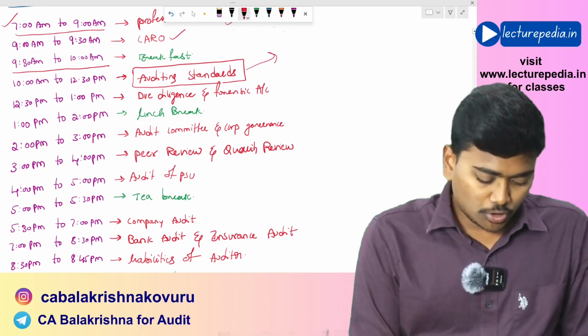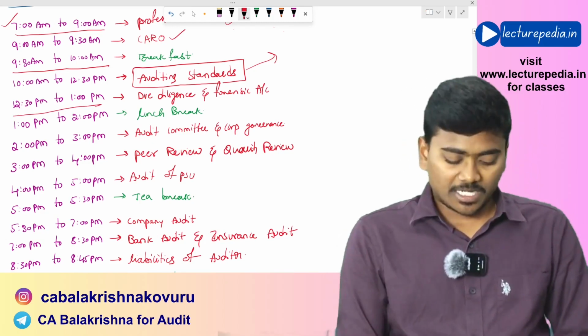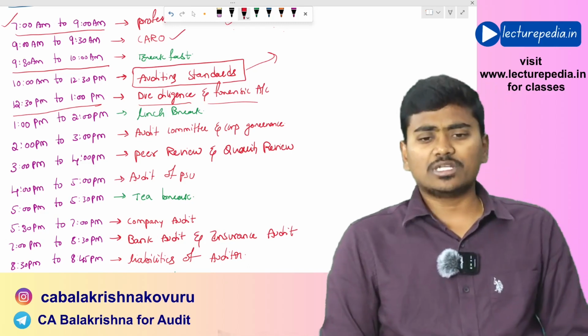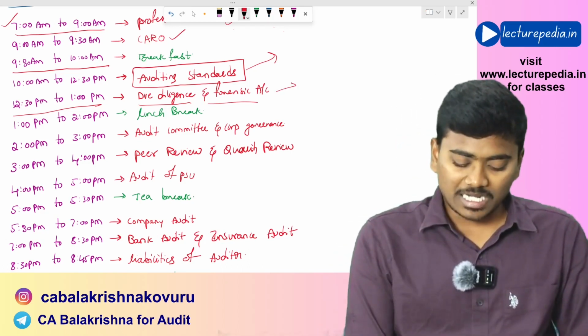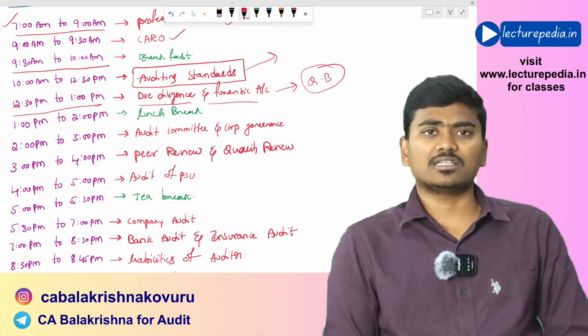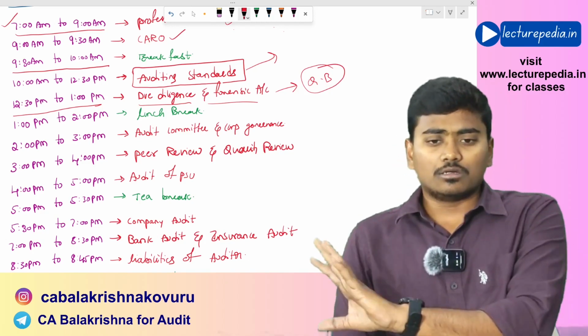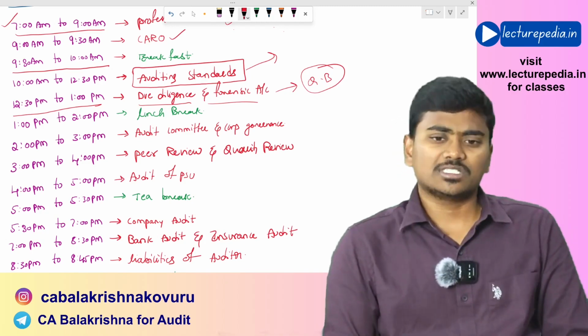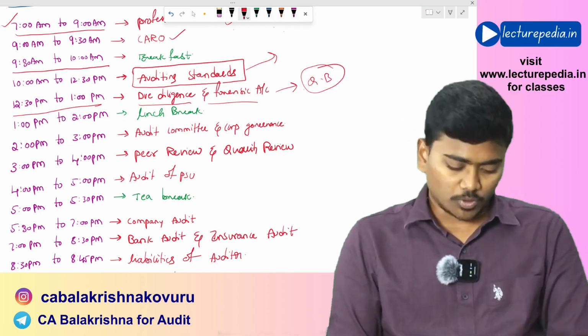Next, from 12:30 to 1 o'clock, complete due diligence and forensic accounting. Here also, you can cover it from the question bank. The question bank is sufficient for due diligence and forensic accounting. Total 2 chapters together, you will have roughly 12 to 15 questions. It is sufficient to cover that question bank.